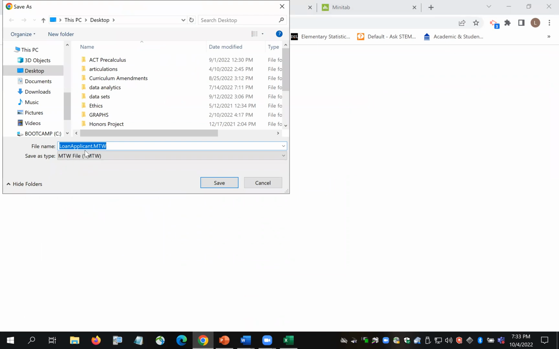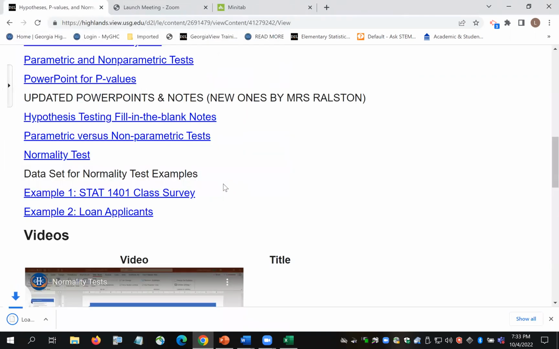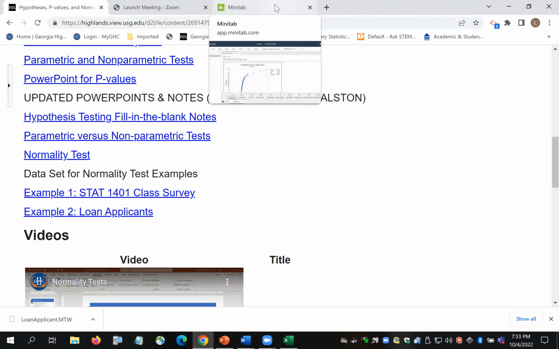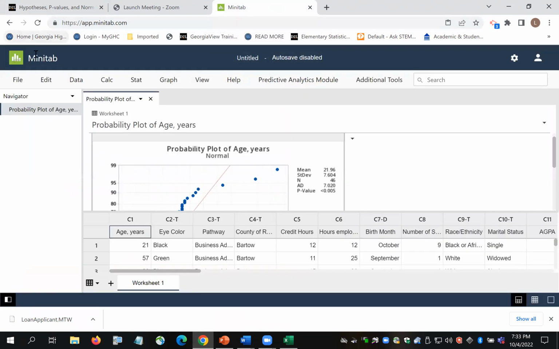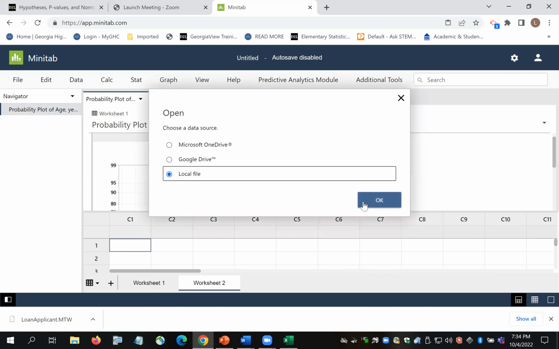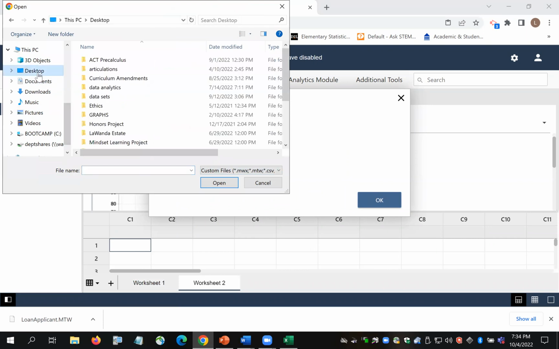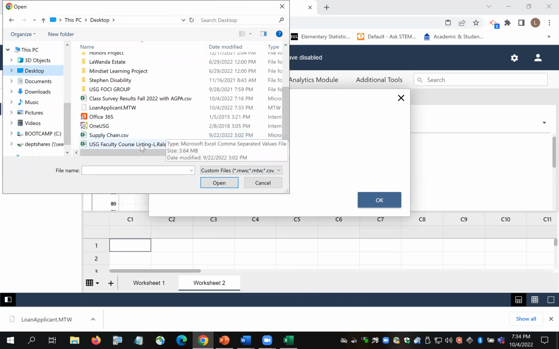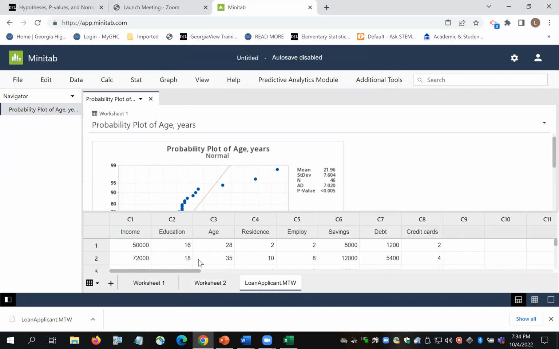Now this one is actually a MTW file. It's a Minitab file, so I'm going to save it. But remember, I'm not going to try to open it because it'll give me an error. Because it's a Minitab one, I'm going to go out to Minitab. I'm going to tell Minitab I need a new worksheet. And then I'm going to open the worksheet that I just pulled down, put it on my desktop, was loan application or loan applicants. And so I get loan applicants.